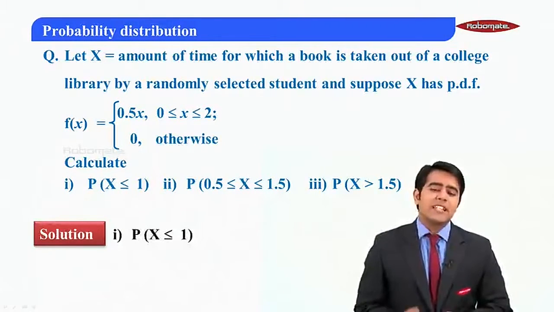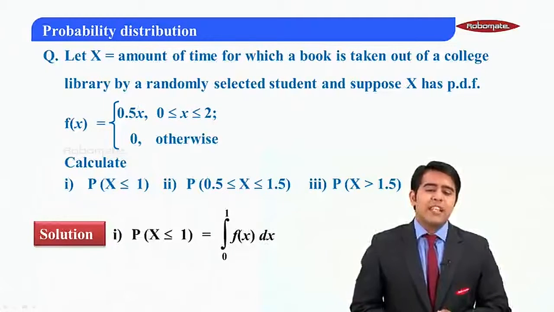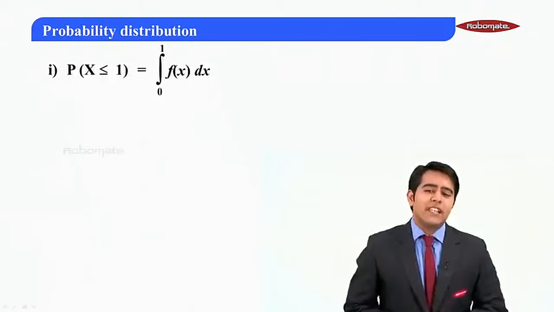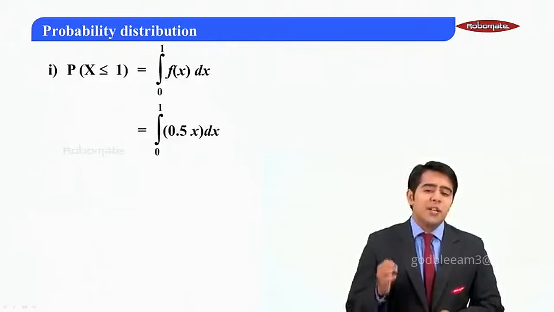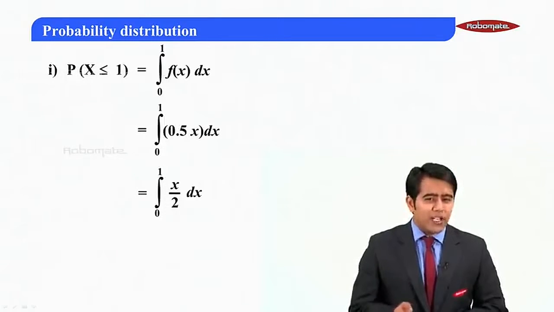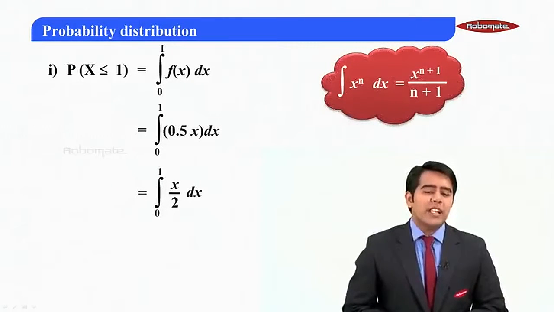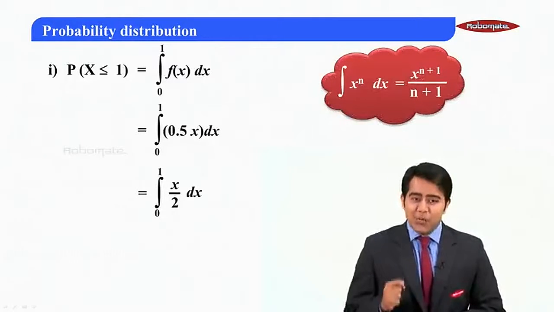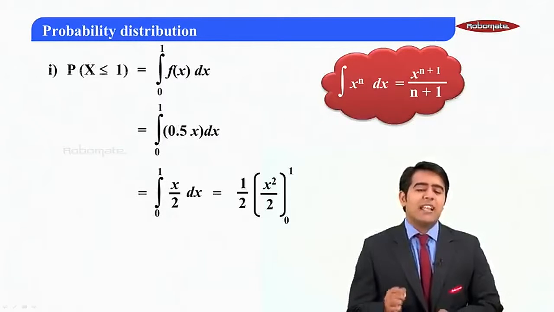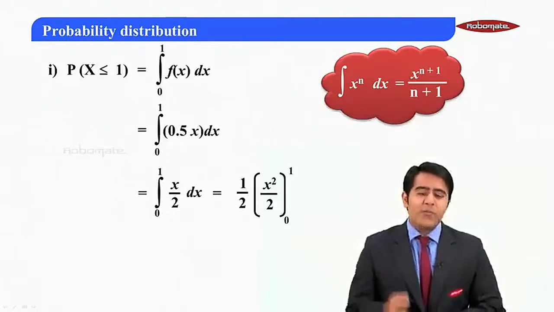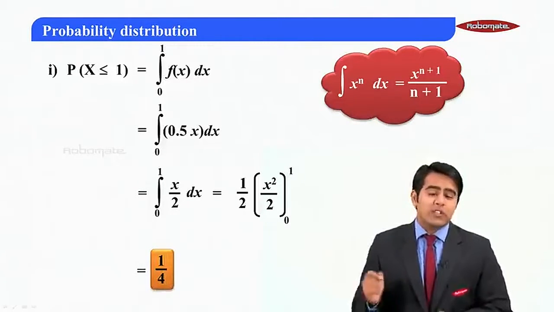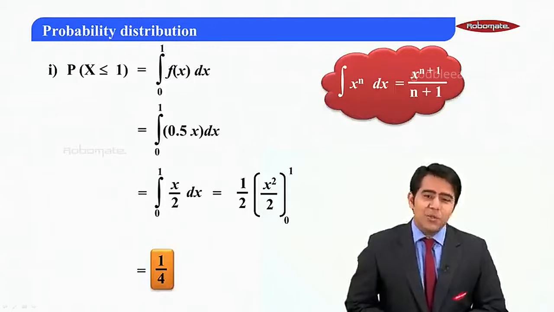For the first part, P of x less than or equal to 1, here we will simply take the integral 0 to 1 f of x dx. So the integral 0 to 1 f of x dx will be equal to the integral 0 to 1 of 0.5x. Now I can write it as the integral 0 to 1 x by 2 dx. So the integral of x raised to n dx is nothing but x raised to n plus 1 upon n plus 1. Here 1 by 2 is a constant taken outside, and the integral of x dx will be x square upon 2 from 0 to 1. Now applying the limits, I get the value as 1 upon 4. So this is the value for P of x less than or equal to 1.